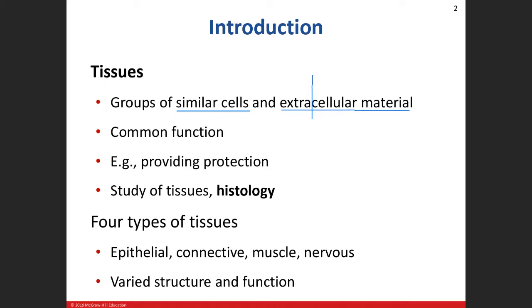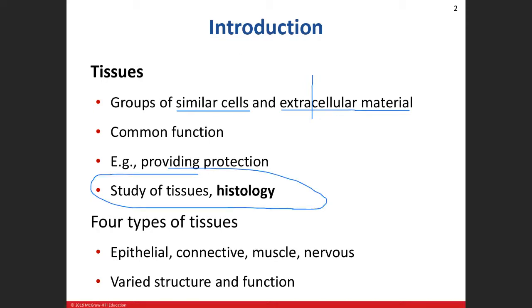So tissues have different functions. Some might be secretion. Some might be filtration, absorption, or protection, for example, like our skin. Believe it or not, our skin offers protection. So, great test question. The study of tissues is going to be called histology.